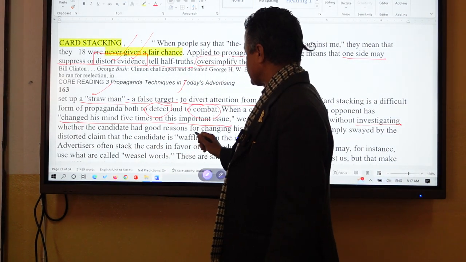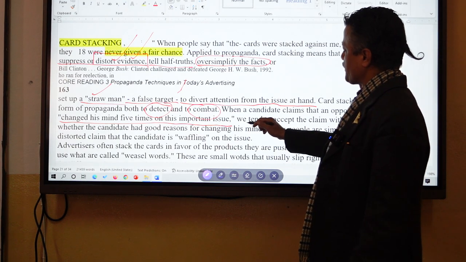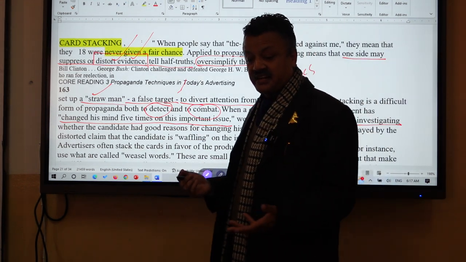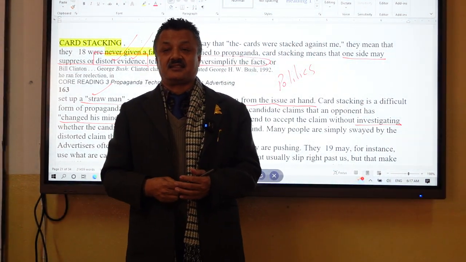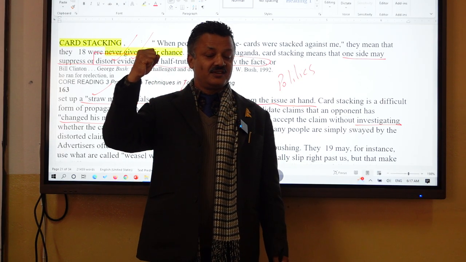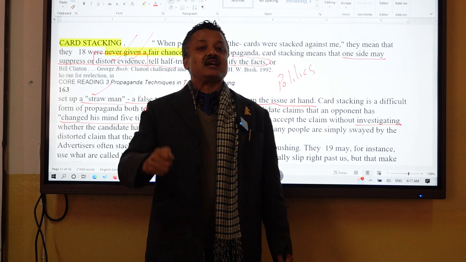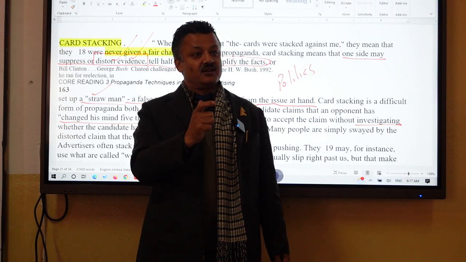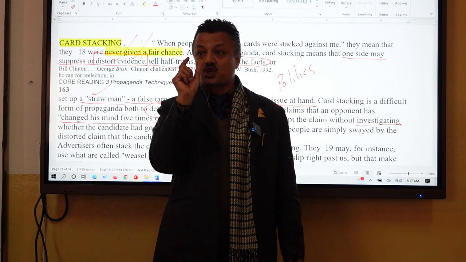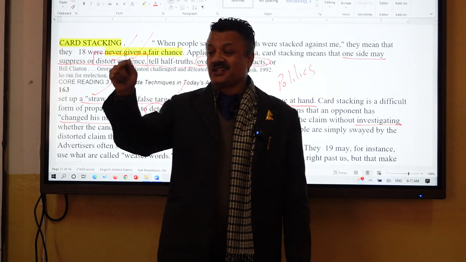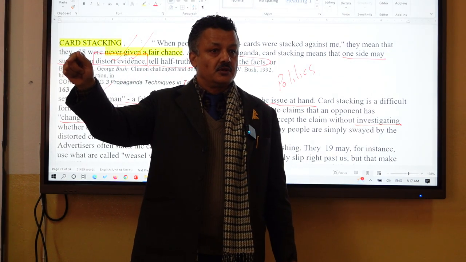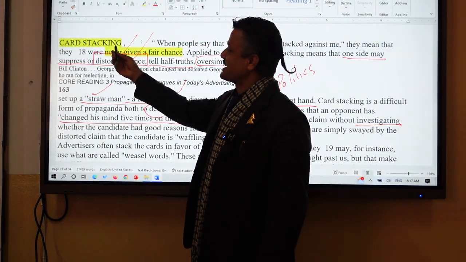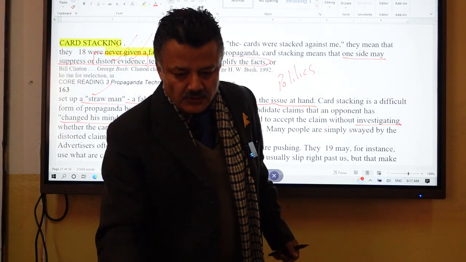Whether the candidate had good reasons for changing his mind, you know, such propaganda is mostly used in politics during elections, right? In India, Narendra Modi said, Main desh ka chaukidar hun. Then Rahul Gandhi said, Chaukidar hi chor hai. This is straw man. Now, by using the word chor for the person, you are tarnishing their character. So when you attack someone's character, you are making them a straw man, and you are stacking cards against them. Okay.